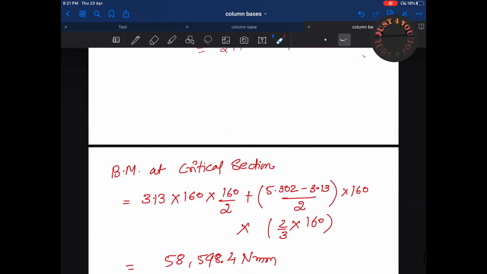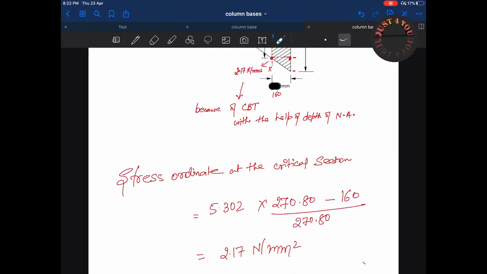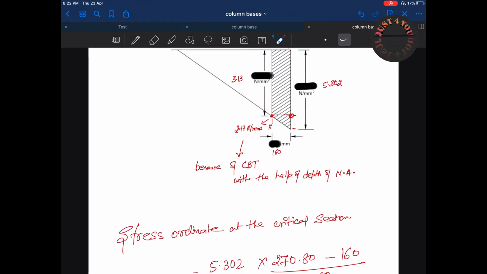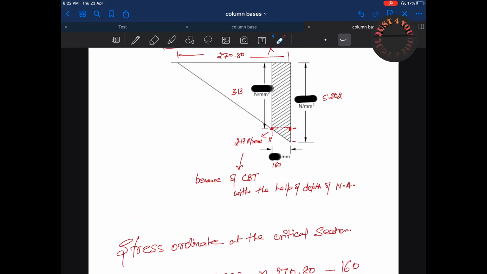Now the bending moment at the critical section. This is your column, this is your base plate, and the critical section is this. So we have the stress ordinate value, that is 2.17 here, and the overall value is 5.302. So we can find out this value.